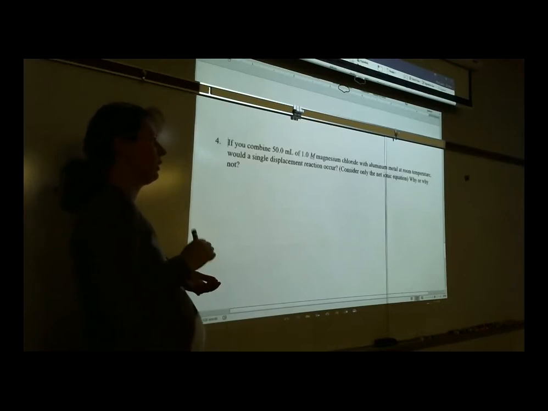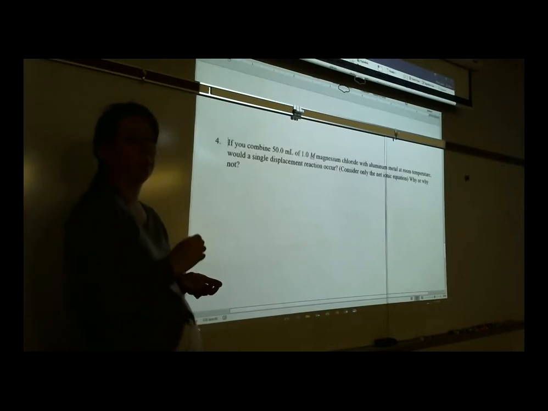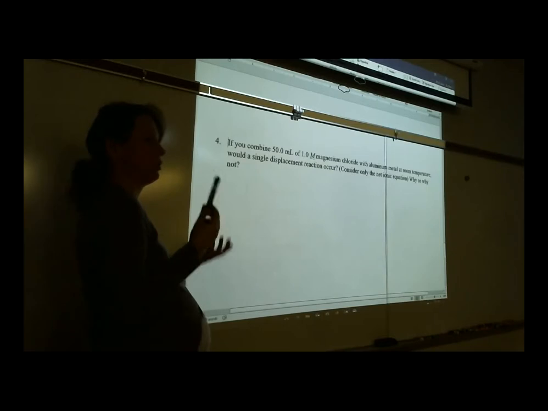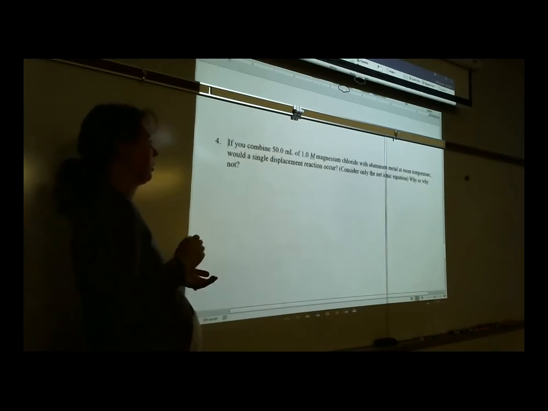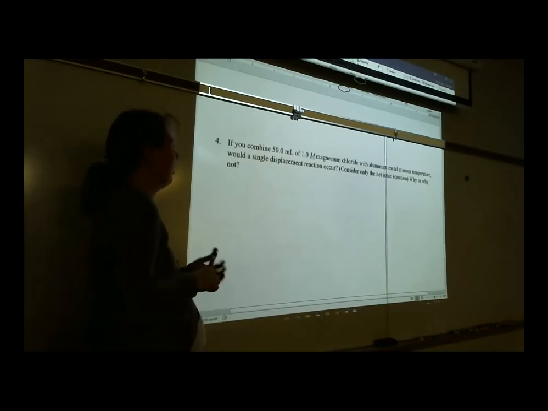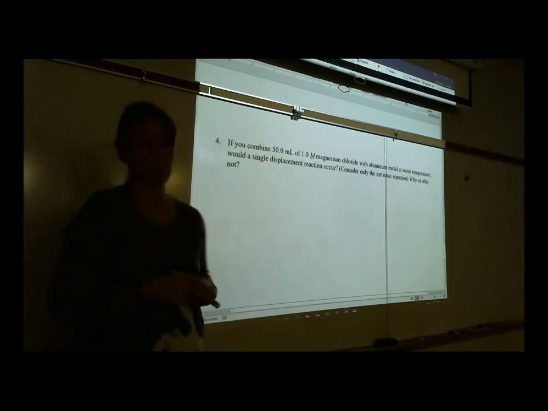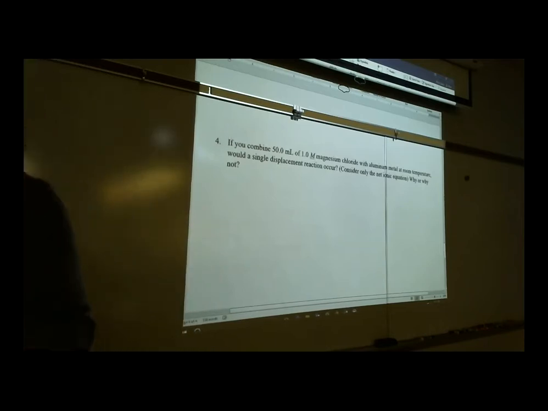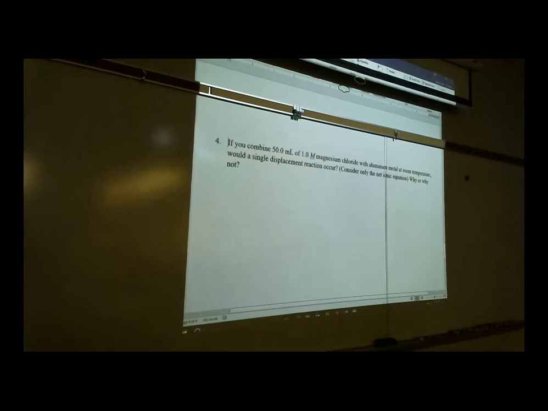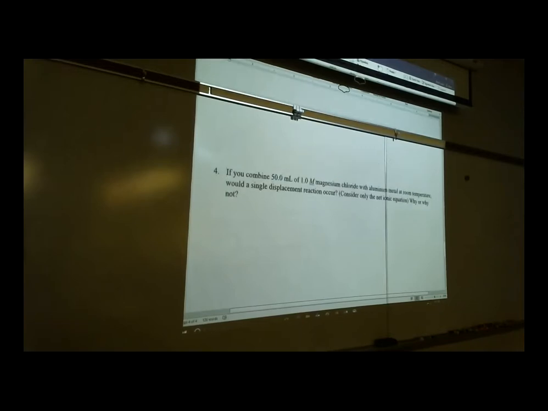So does the molarity and the volume matter here? Is that going to weigh into our calculations at all? No, it's not, right? We're just saying this is the concentration and this is the volume we're dealing with. We want to know, is the single displacement reaction going to occur? So the first thing we need to do is write our reaction so we can figure out our chemistry.